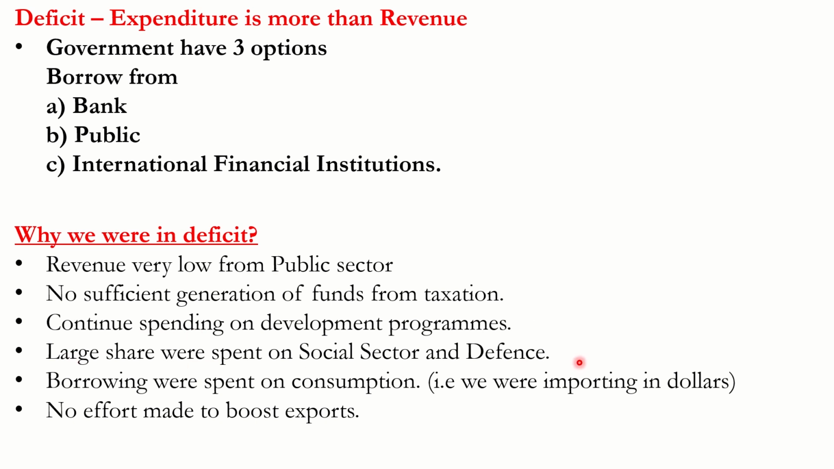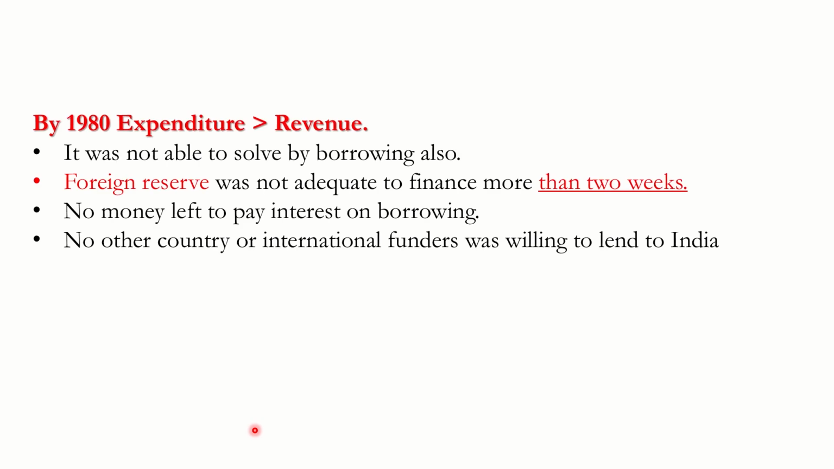Third, most of the time we used to borrow. Now we used to borrow from banks, the public, or international financial institutions, which was mainly used for the purpose of consumption and not for any other purposes. At that time also we used to import dollars, and we generally used to import petrol and oils. There was no effort made to boost exports. Means from the government side no additional measures had been taken to boost exports. So therefore in 1980 expenditure was more than the revenue. It was not able to be solved by the borrowings also.